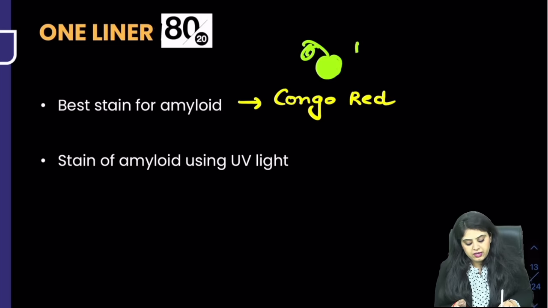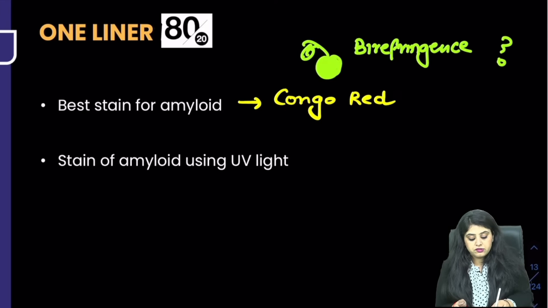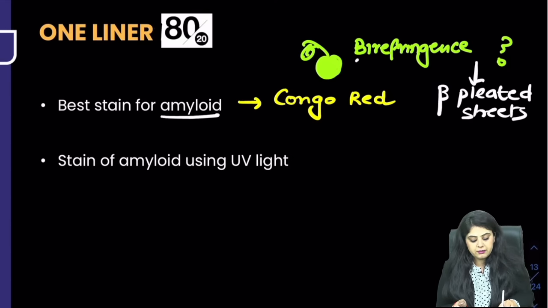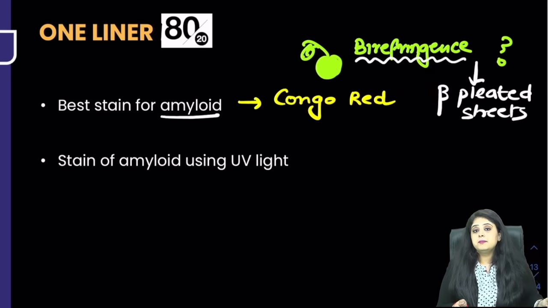Why does it give you an apple green birefringence? What is the reason for apple green birefringence? That is because of the structure. What is the structure of amyloid? It is going to be beta pleated sheets. That is a question that they will ask you. Beta pleated sheets of amyloid give it that double refractive index, the birefringence.